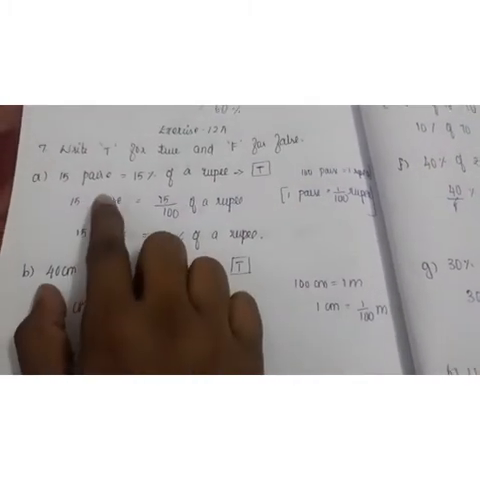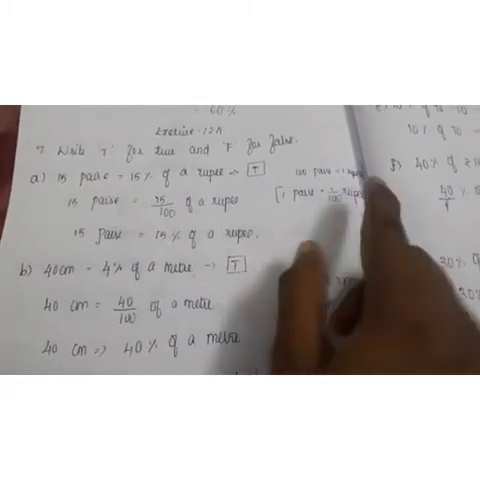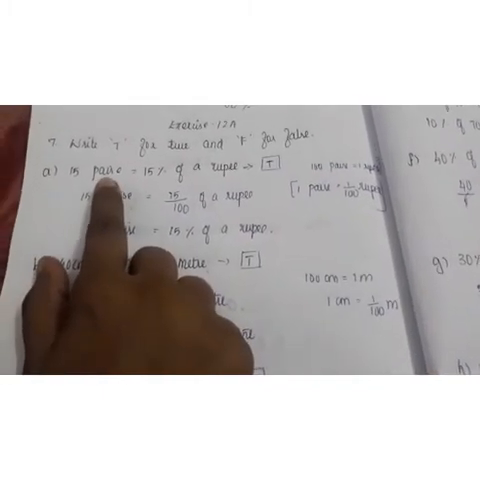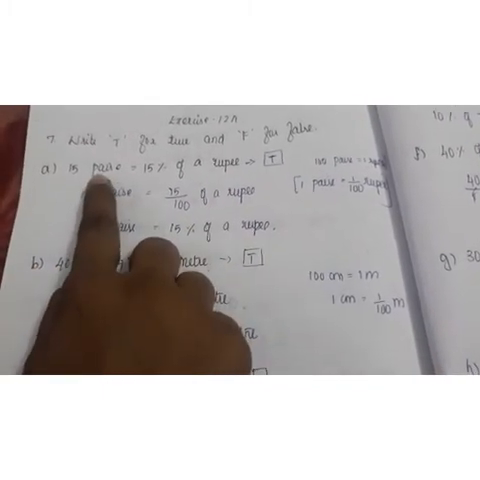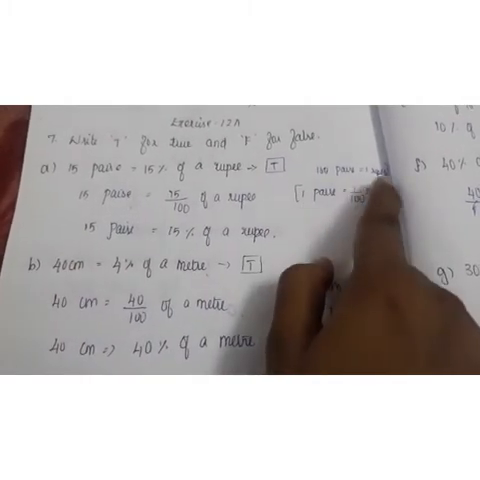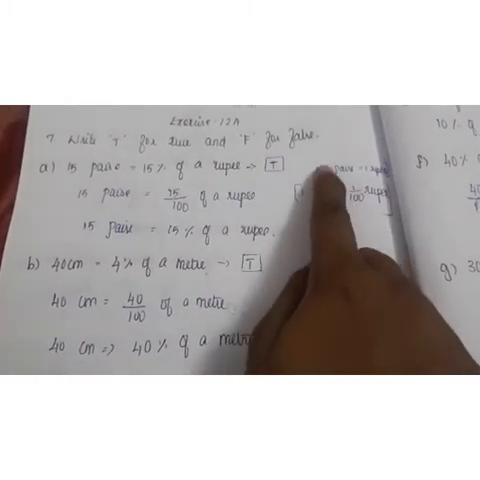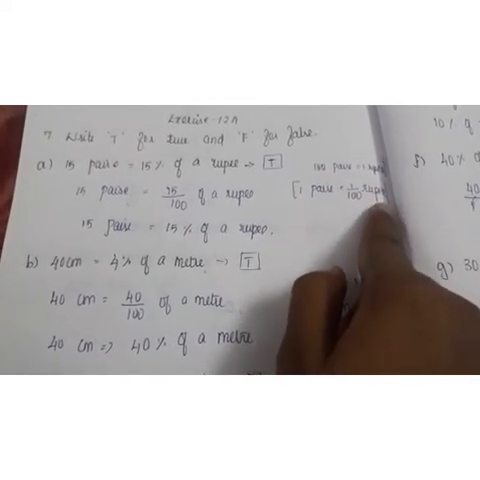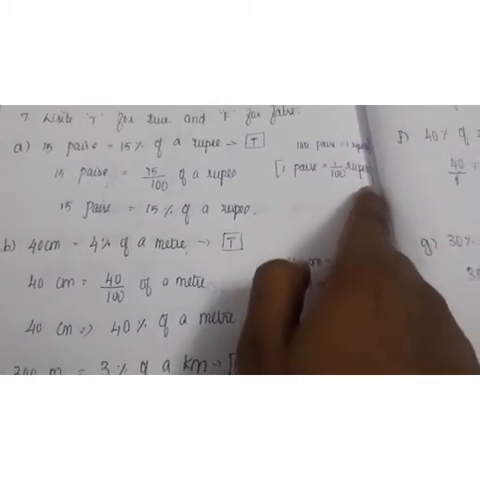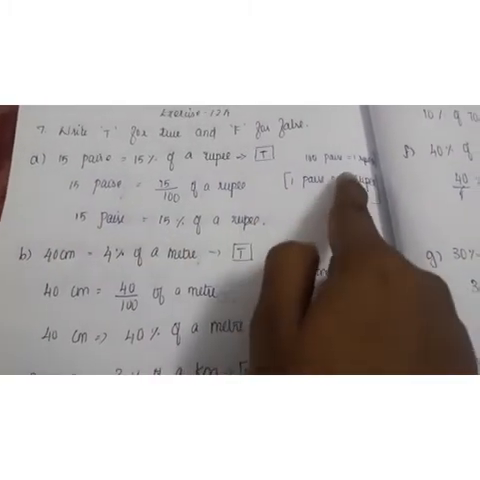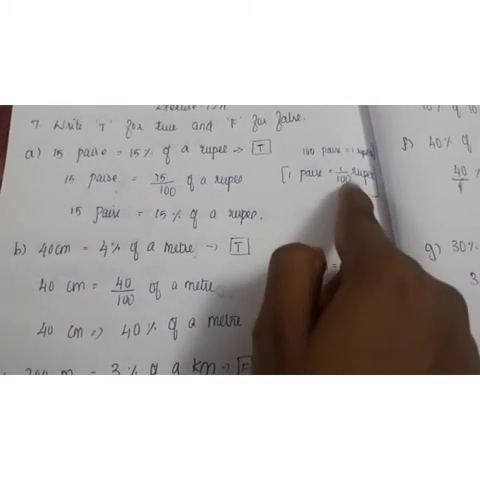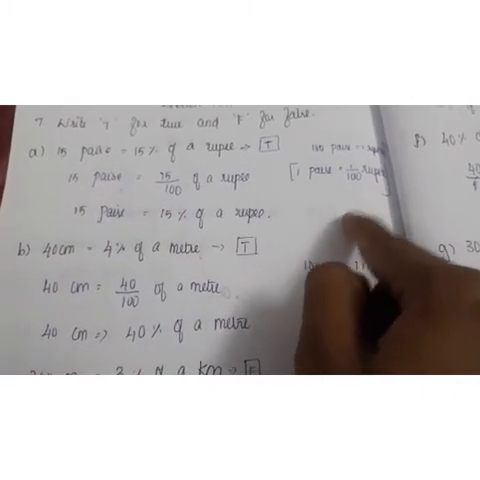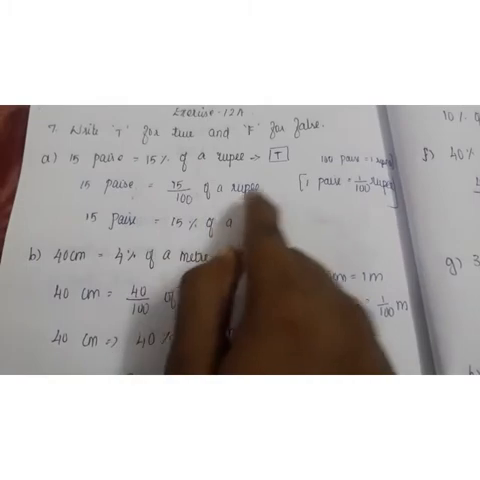First of all, as we know, 100 paise is 1 rupee, right? So here we are going to convert this paise into rupee. 100 paise is 1 rupee, means 1 paise will come as a division, so 1 paise is 1 by 100 rupee. So 15 paise means 15 by 100, so 15 paise is equal to 15 by 100 of a rupee.